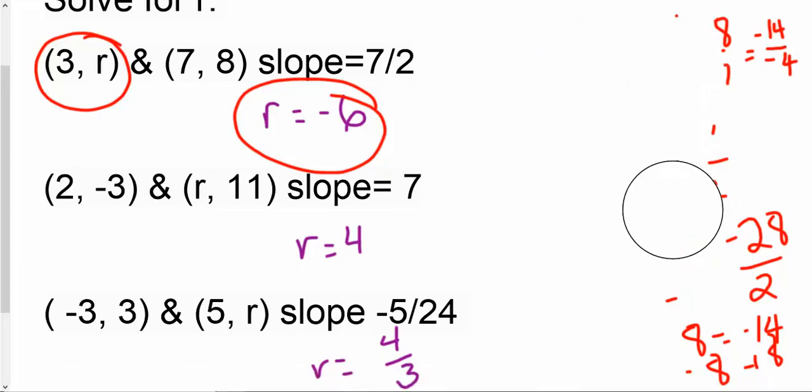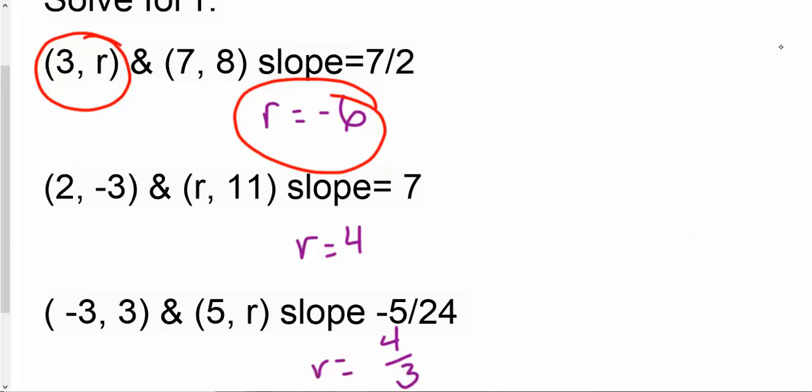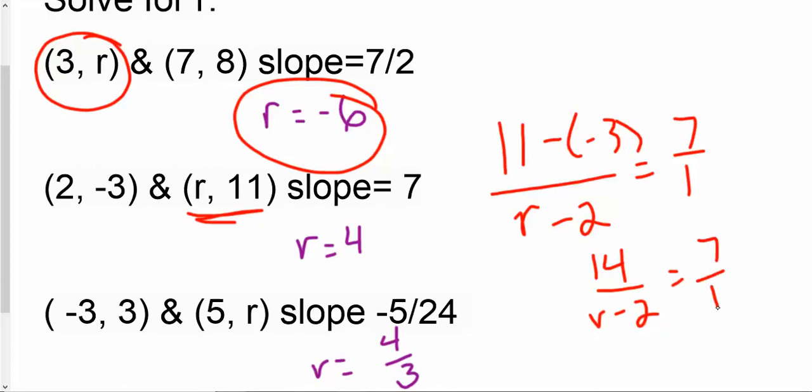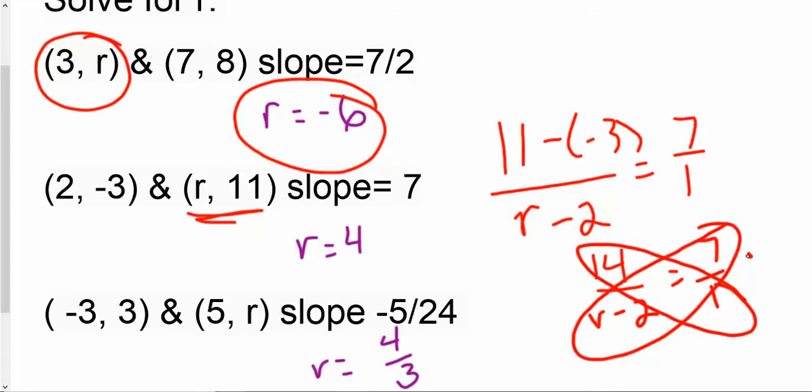For the second problem, we're going to want to use r again first here. So we're going to do 11 minus negative 3 over r minus 2, which guess what? That's the same thing. Even though the r is in the denominator here, we're still okay. This gives us a positive 14 over r minus 2 equals 7 over 1. And again, I'll cross multiply to solve this. If you wanted to do something like multiply these both by 2 and then set them equal, that also works. But that's just something we could try out later.